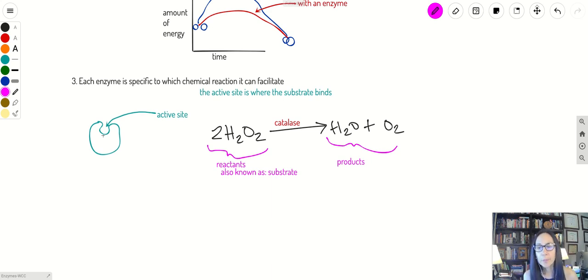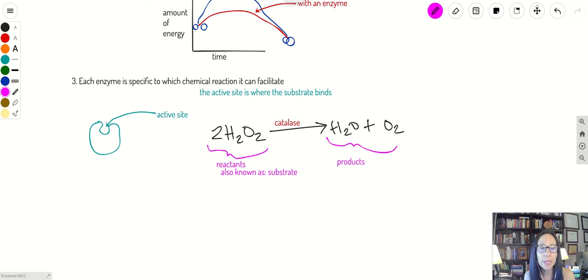Each enzyme is very, very specific to its shape, and that shape determines what substrate fits into the active site. So catalase can only do this reaction because this active site can only fit hydrogen peroxide. Now that we have water and oxygen, those cannot be substrates for this enzyme because this can only fit hydrogen peroxide. So if these two products, H2O and O2, want to come back together to make hydrogen peroxide, you need a different enzyme for that.